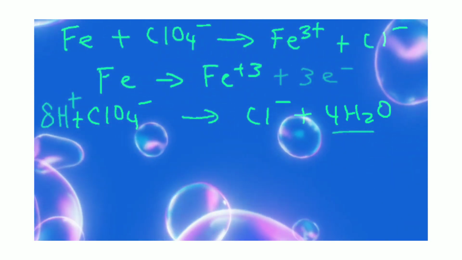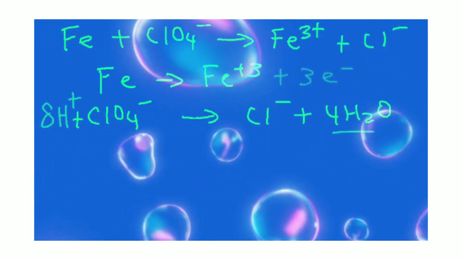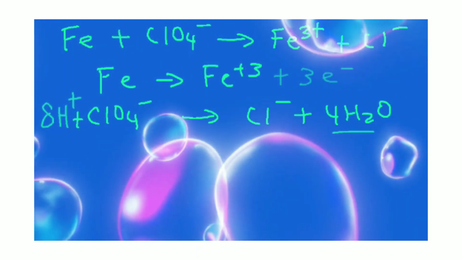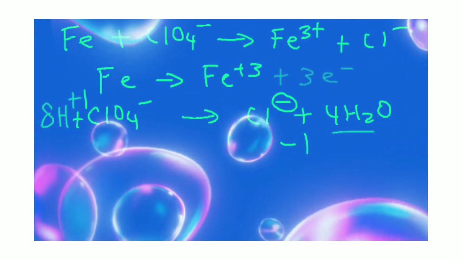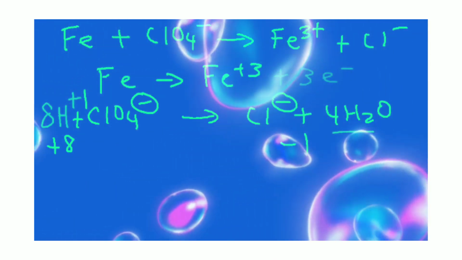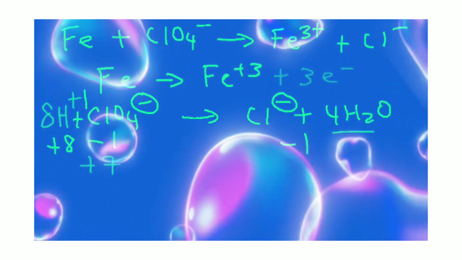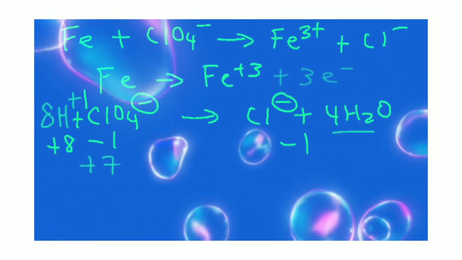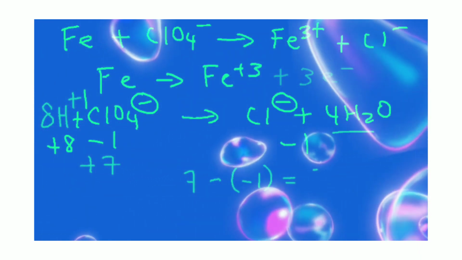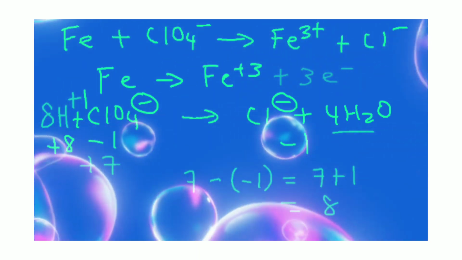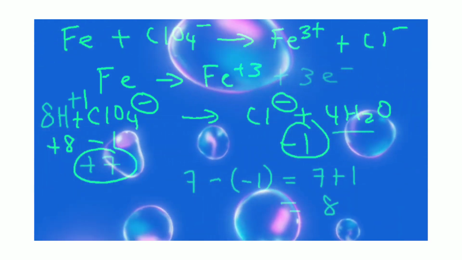Now the last thing we need to do for this half reaction is balance the number of electrons. So let's find the total charge on each side. On the right side, the total charge is -1. On the left side, we have 8 times 1, which is plus 8, plus the -1 charge from the perchlorate ion. So we have a net charge of +7 on the left side and -1 on the right side. If we subtract these two numbers, 7 minus -1, that's the same as 7 plus 1. So the difference between these two numbers is 8, which means that we need to add 8 electrons to the second half reaction.